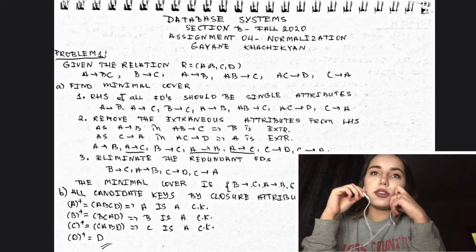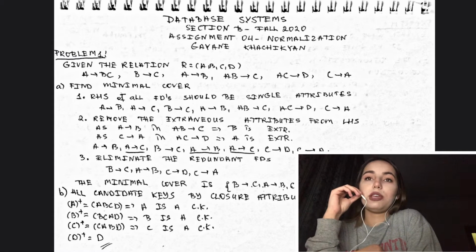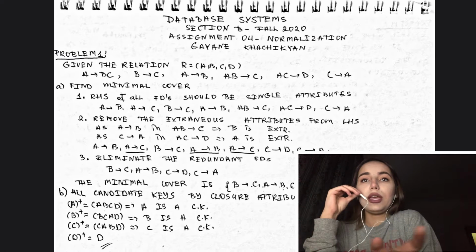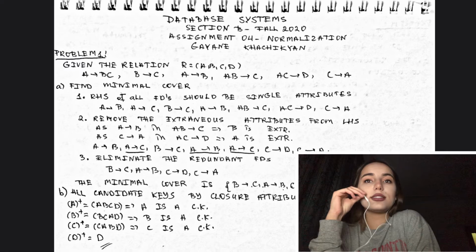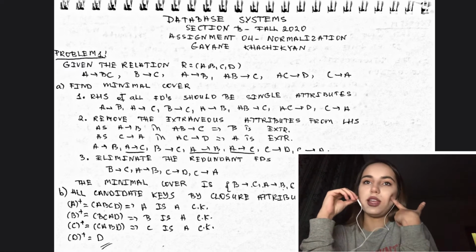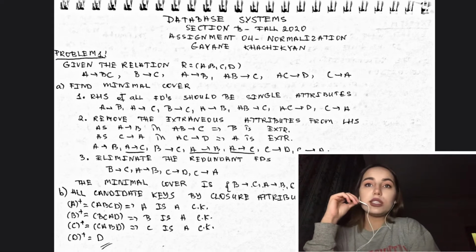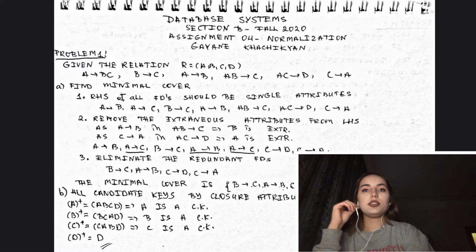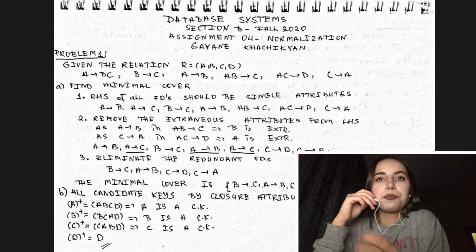And in the final third step, we have to eliminate the redundant functional dependencies. A goes to C is a redundant functional dependency in this case, so we remove that, and also we have a duplicate of A goes to B. We also remove that, and the remaining functional dependencies are B goes to C, A goes to B, C to D, and C to A, and that set of functional dependencies is our minimal cover.